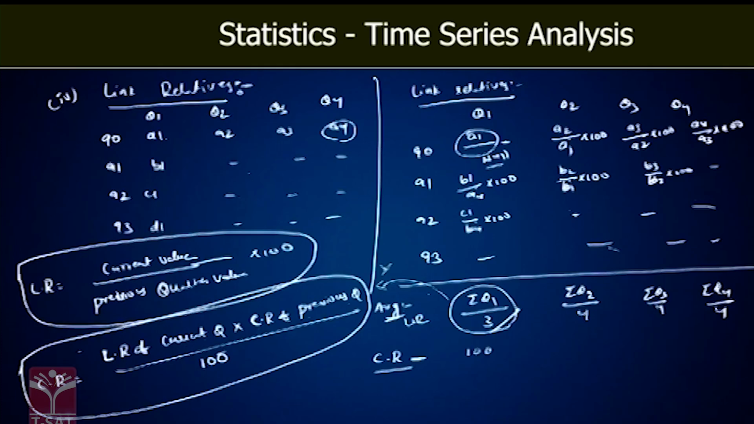Next come to Q2. So Q2 ki current link relative enti ఈ value into chain relative of the previous quarter. Chain relative of the previous quarter enti ikkada 100, that is 100 divided by 100. So chain relative of the second quarter will be always equal to the link relative of the second quarter. That is one important point you have to remember. The link relative of the second quarter will be always equal to the chain relative of the second quarter.